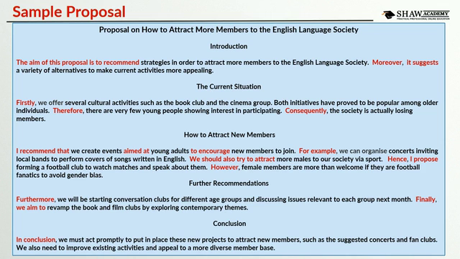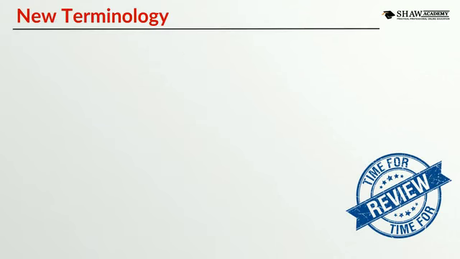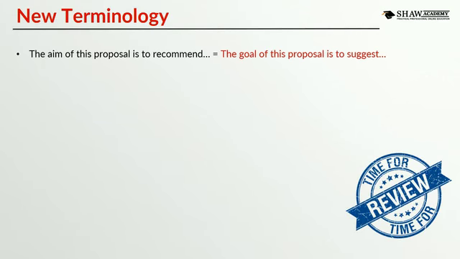So, you can see there how we had 3 different paragraphs in the main body, and they were in sequence. We described the current situation, we gave our recommendation for how to attract new members, and then we gave further recommendation. So you can see the sequence it took. Now, again, like the report, we had lots of new terminology, so let's jump straight into it.